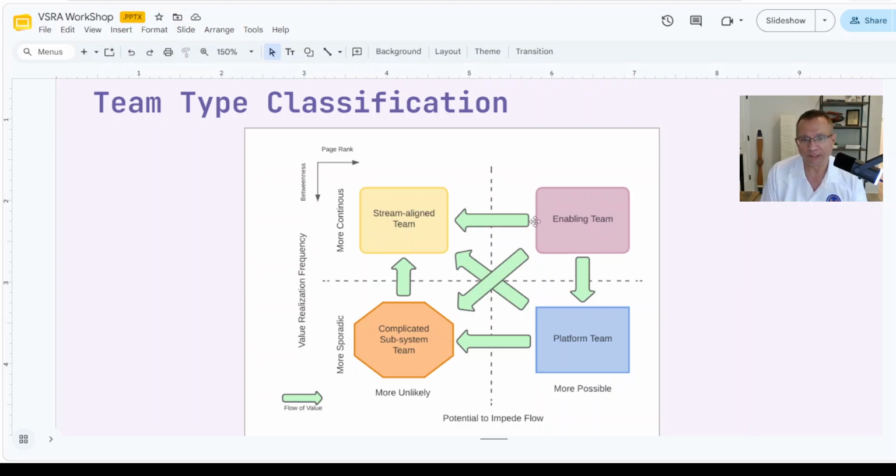So you notice that with enabling teams, there's no way that I can follow a path that would get me back to the enabling team. And same with all the other team types. There are no cycles in this graph. The other thing is that it's a directed graph. What does that mean? It means these arrows only go in one direction. So we can see that the arrows just go one way. There isn't an exchange of value that's happening in both directions, typically. And again, this is the generalized case.